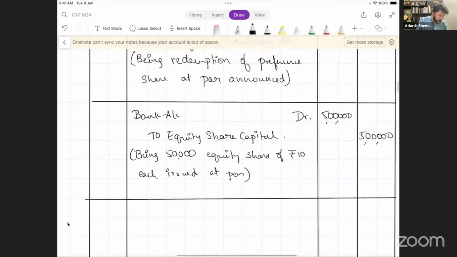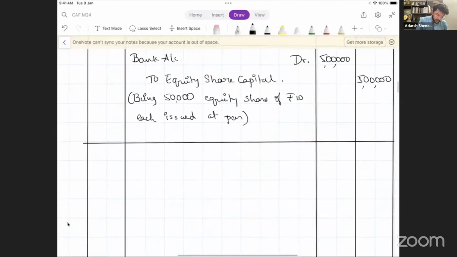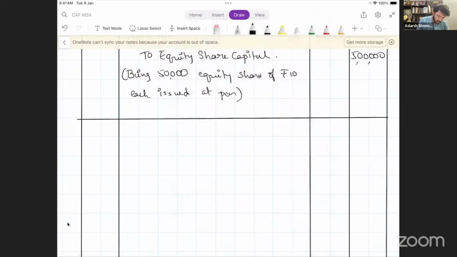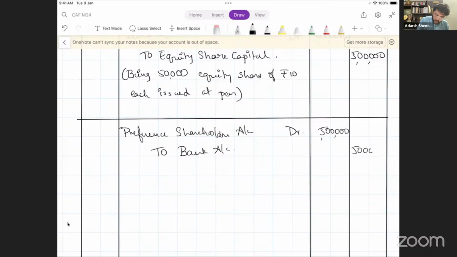Over. Next, we have to do the repayment. Repayment entry: preference shareholders account debit, to bank account, 5 lakhs. There is no CRR creation in this, because we have issued fresh shares.